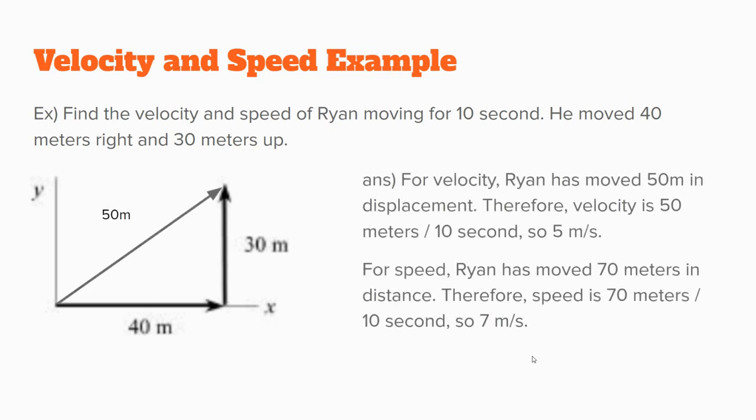So, the answer. For velocity, Ryan's displacement is 50 meters because it is his final place minus his initial place. Therefore, velocity is 50 meters divided by 10 seconds, so 5 meters per second. On the other hand, for speed, Ryan has moved 70 meters in distance. Therefore, speed is 70 meters per 10 seconds, which is 7 meters per second.